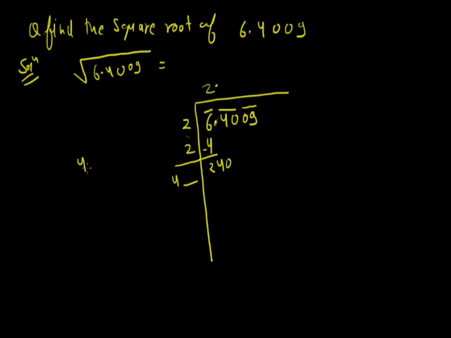Let's say if I put here 5, let's see what I get. 5 5s are 25, that is 2. 5 4s are 20, 225. So it is just nearby 240.